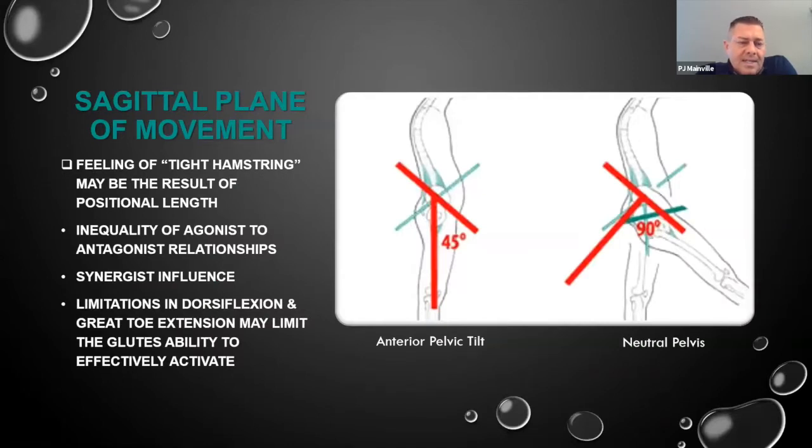This feeling of tight hamstring may be the result of the positional length we just described. Also, the inequality of the agonist-antagonist relationships that we see. There are synergist influences, and we do see limitations in dorsiflexion and great toe extension that may limit the glute's ability to activate appropriately.